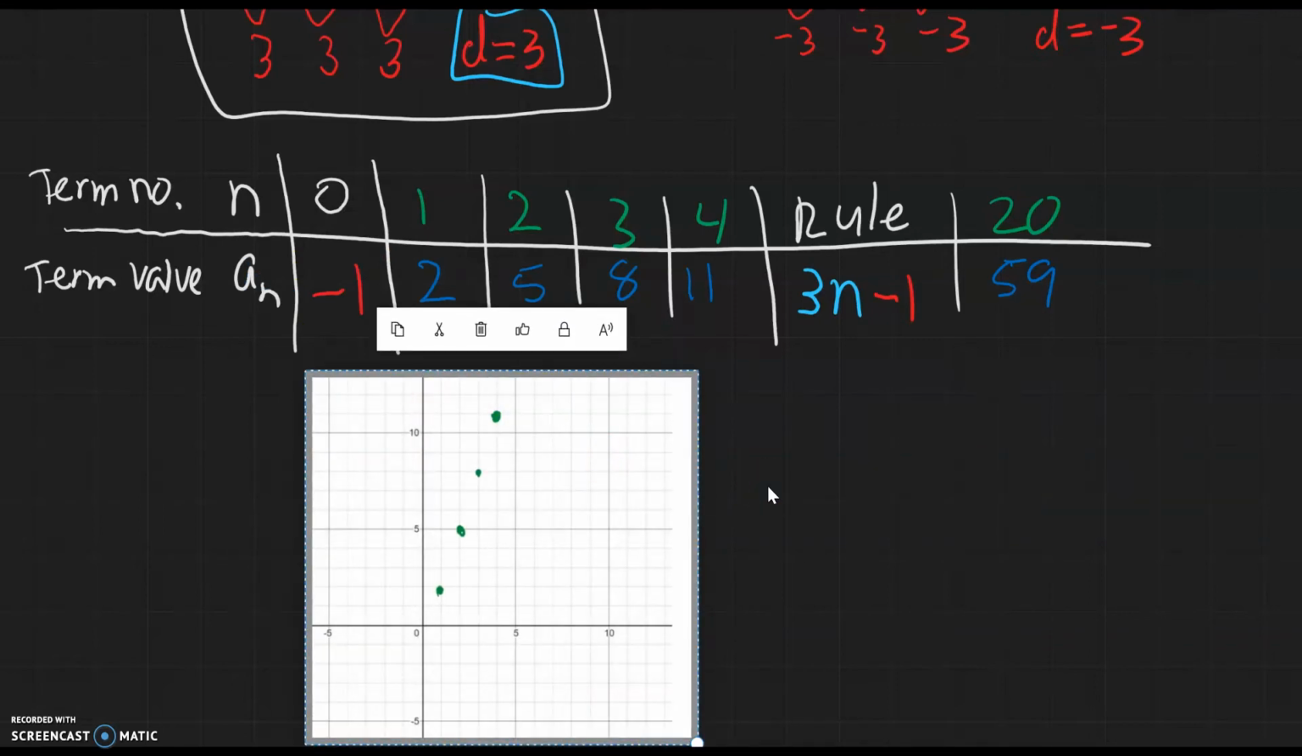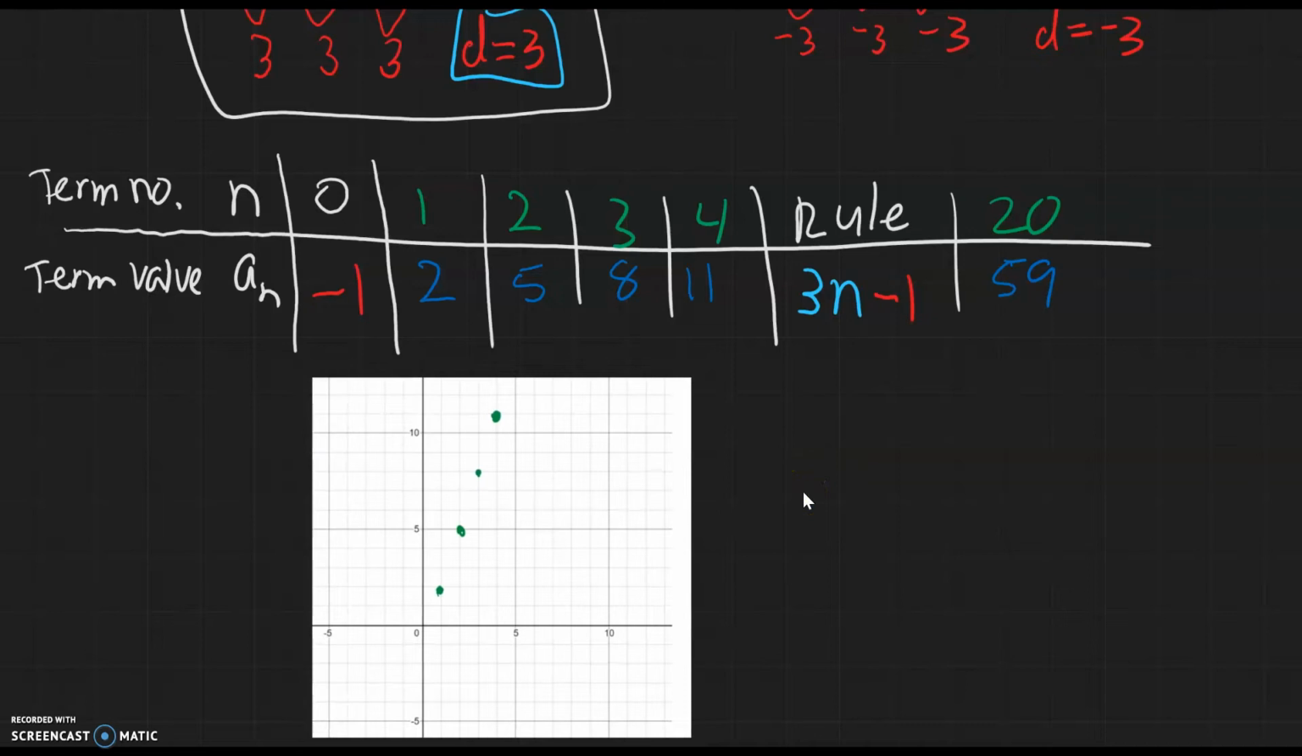The dots do not connect. This is not a continuous function, because these are individual points. Now, the one point I didn't graph is (0, -1). It's not really part of our sequence, but it helped us to get the rule.